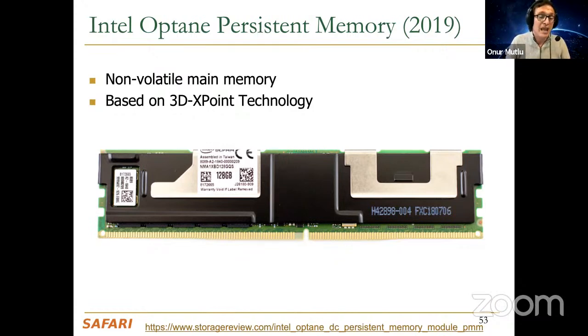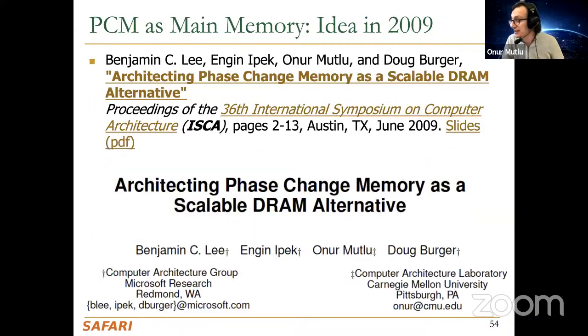But papers can come much earlier than that, right? For example, this is our envisioning of phase change memory. At the time we worked on it, we're still working on it, but we were one of the first in the architecture community working on it, starting from 2007 or so. We were looking at how to enable phase change memory as a scalable DRAM alternative.